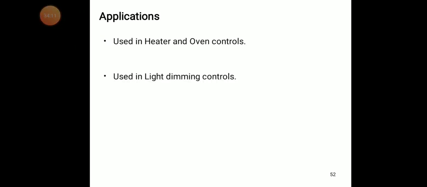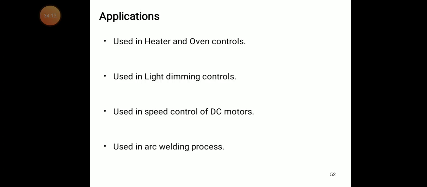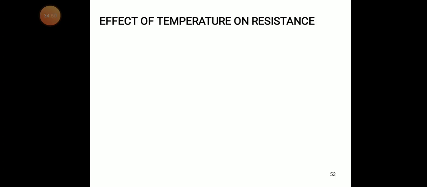Applications of the rheostat. The rheostats are used in heater and oven controls. The meaning is it controls the resistance, so it will control the heater and oven operations, and these are used in light dimming control. The rheostats are used in speed control of the DC motor and also used in arc welding process.